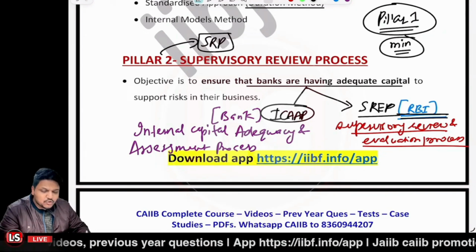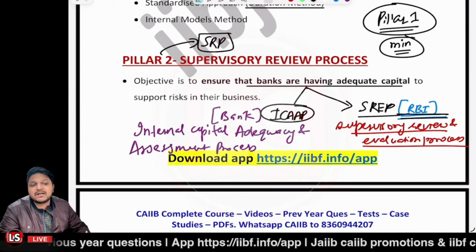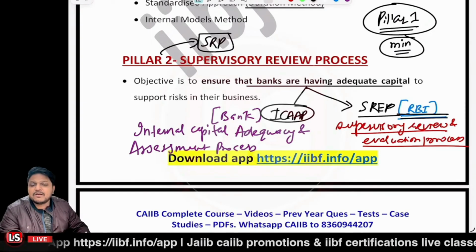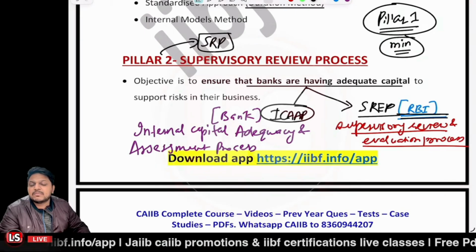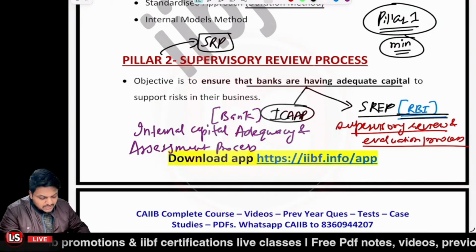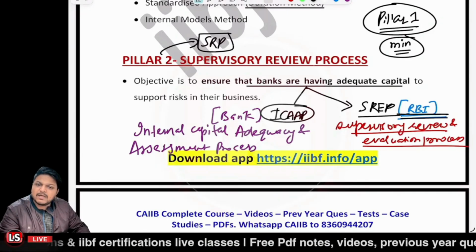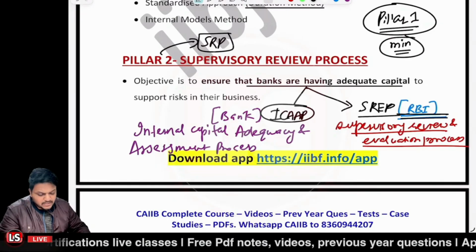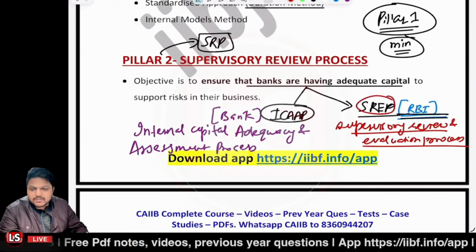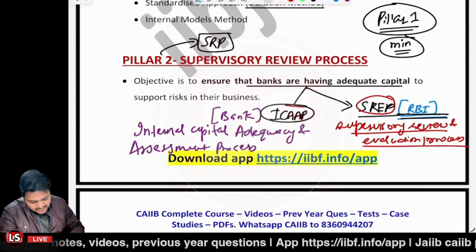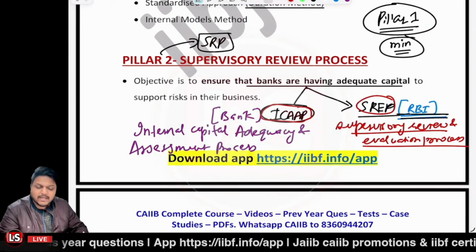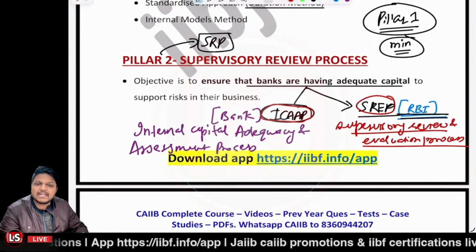And third thing, the supervisors should be intervening at an early stage so as to prevent the capital from going below the minimum levels, right? So these three things are to be followed by the regulator or the supervisor. That's why it is said to be supervisory review and evaluation process. The first one is ICAAP, internal capital adequacy assessment process. The second one is SREP, supervisory review and evaluation process.